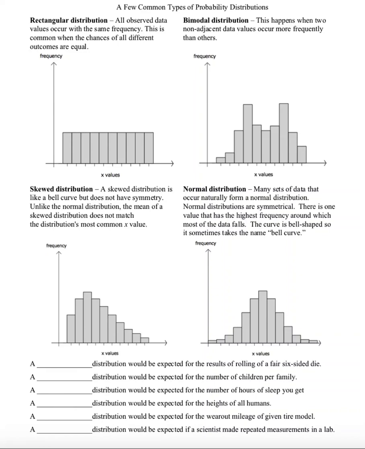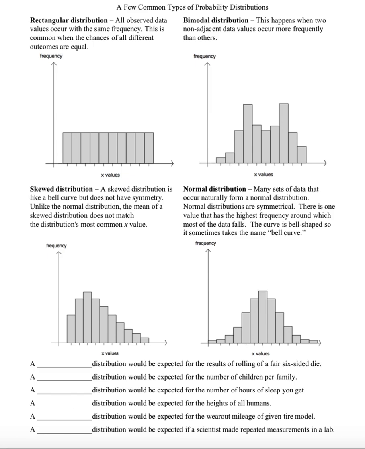In previous videos, I had showed how to construct histograms from some data. And here we'll look at 4 common types of probability distributions. The first type is the rectangular distribution. This is where all observed data values occur with the same frequency. And a classic example of this would be rolling a 6-sided die many times.